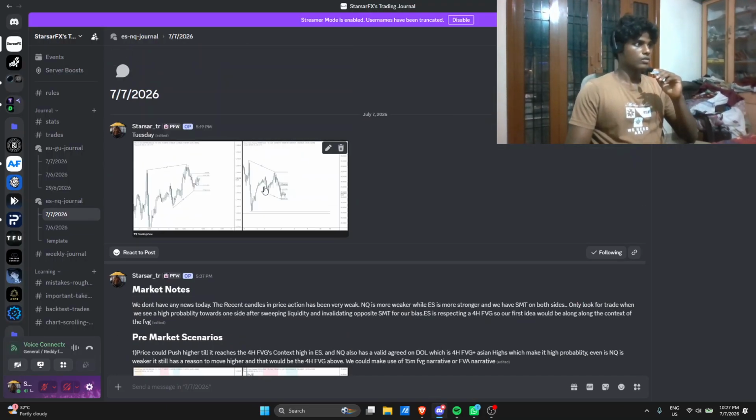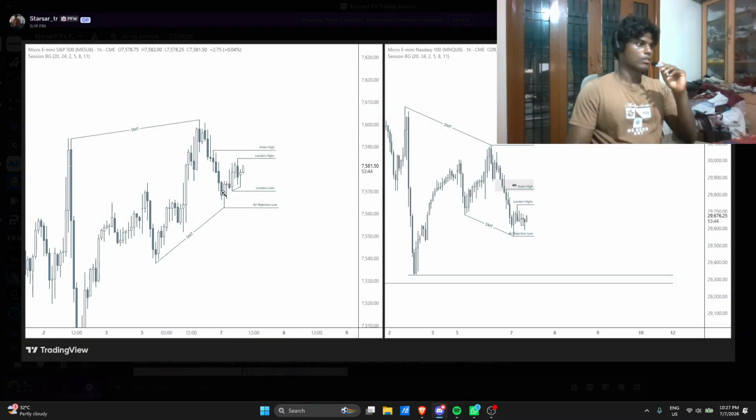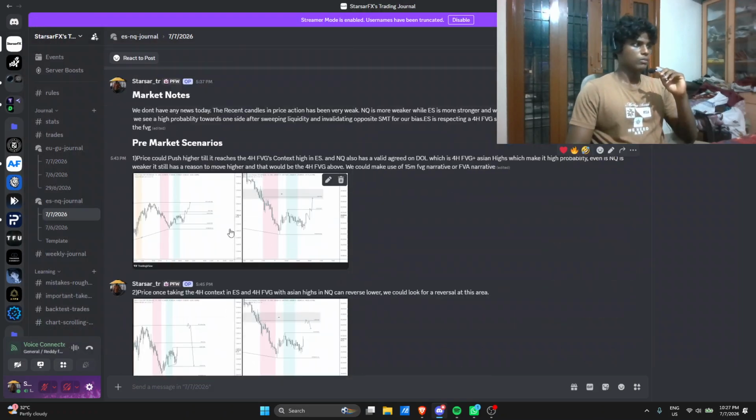So coming on to ES today. My bias was the London highs, London lows, Asian highs, and Asian lows, or the rejection lows. We had a similar thing in ES. We had SMT on both sides. First I wanted to see SMT on one side get removed. Basically, we had this 4-hour fair value gap in NQ as well, so price could go there and come lower. So these are my scenarios.